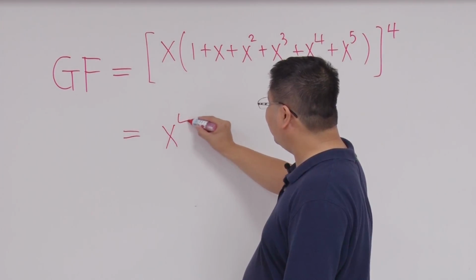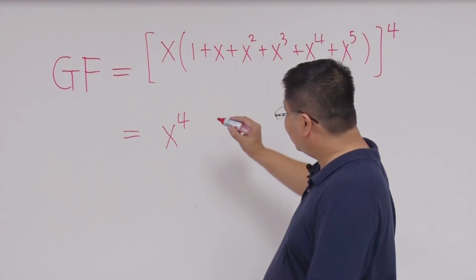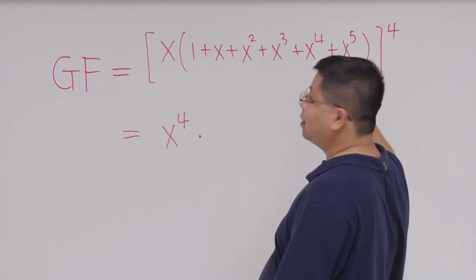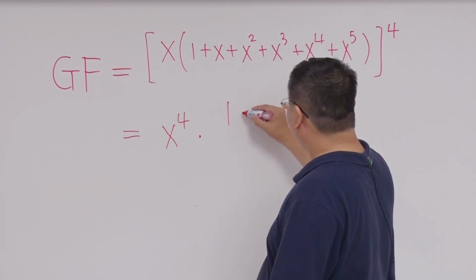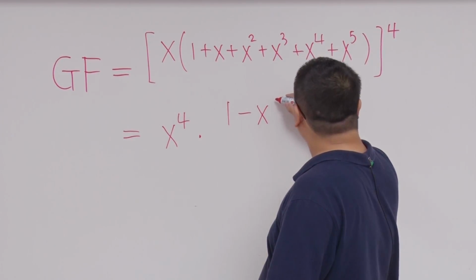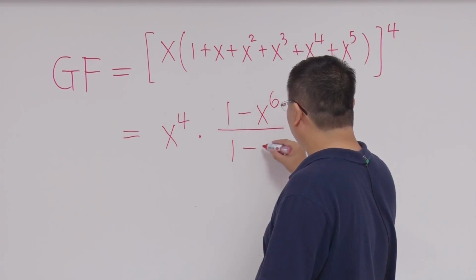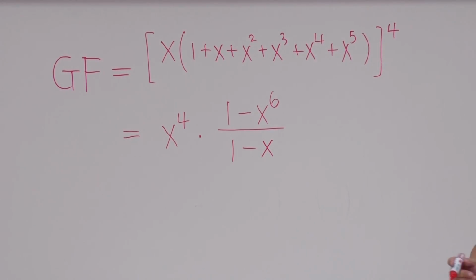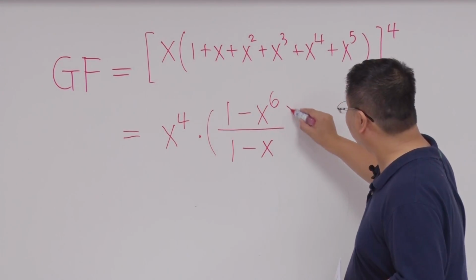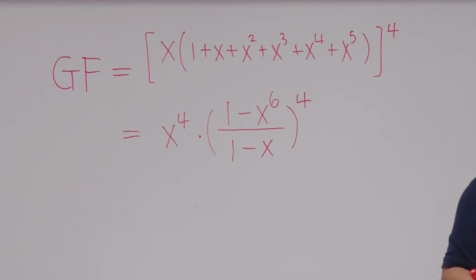And then this is equal to x to the power 4, because we have an x here, x to the power 4 here, times this part. If you still recall, this part we can write as (1 minus x to the power 6) divided by (1 minus x). Is that okay? So we have this one to the power 4.